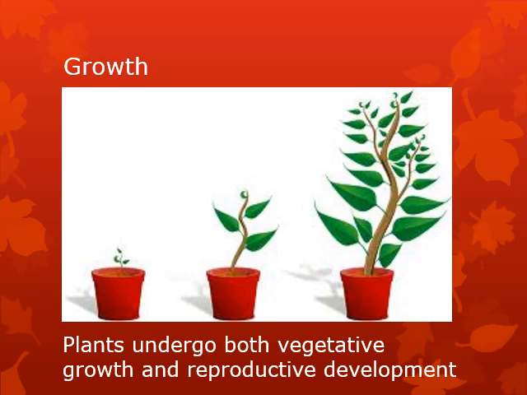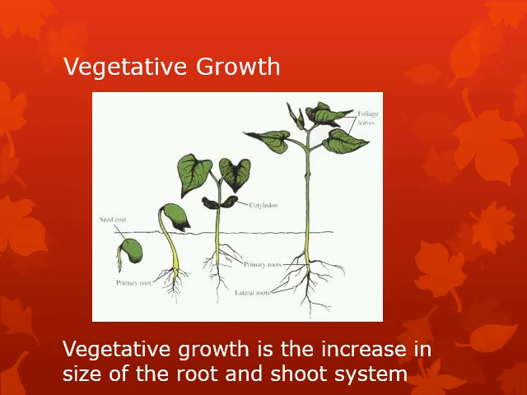So plants start off as a seed, and then they begin to grow. And they have two types of growth: vegetative growth and reproductive growth. Vegetative growth is where the plant undergoes rapid rounds of mitosis to get taller and taller and taller. Reproductive growth is where the reproductive structures, in angiosperms the flowers, and in gymnosperms the cones, begin to develop. So with vegetative growth, you're increasing the size of the root system, and you're increasing the size of the shoot system. You're getting bigger.